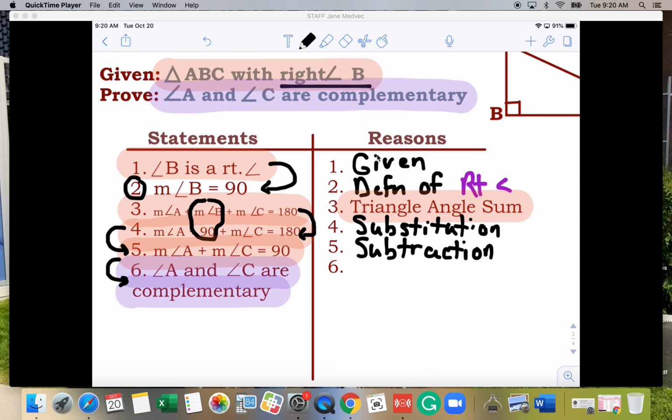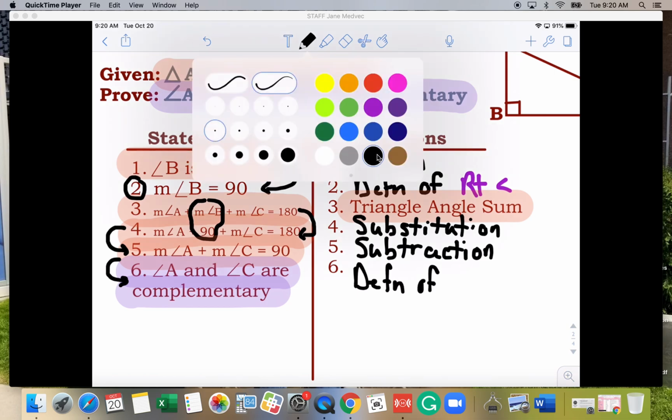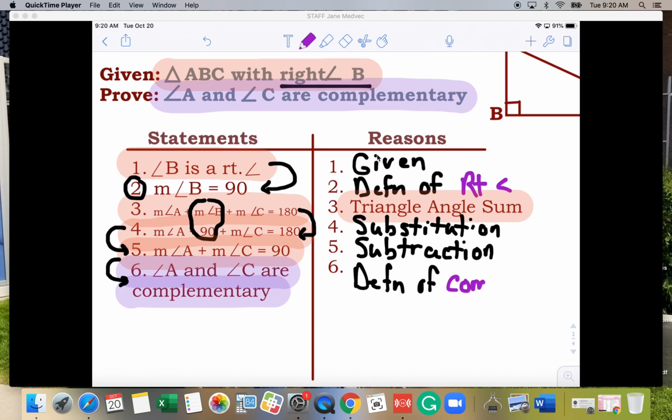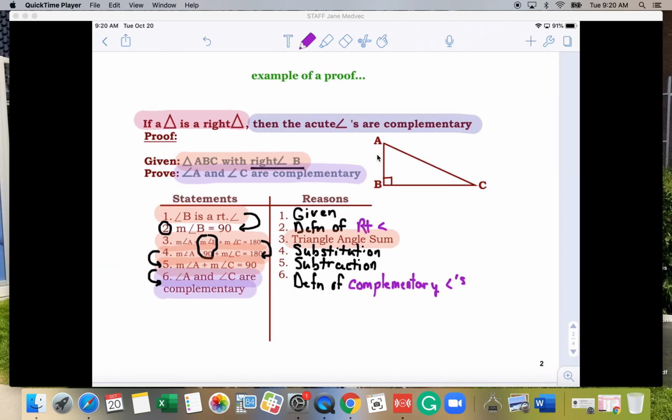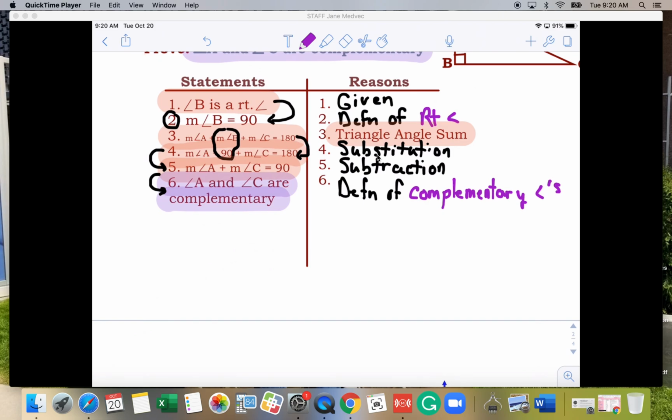Well, if you remember, this is that kind of duh. They equal 90 degrees when I add them together. That's what a complementary angle is. So this is going to be definition of complementary angles. So again, you start off your proof with givens, and then when you get to the bottom, you never put prove. You always lead to, why is this true?